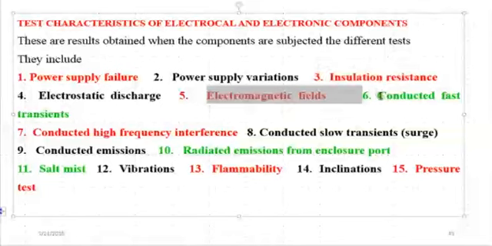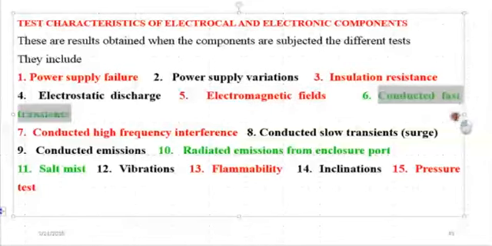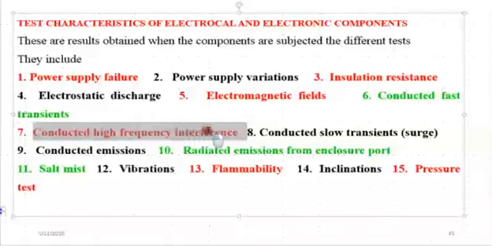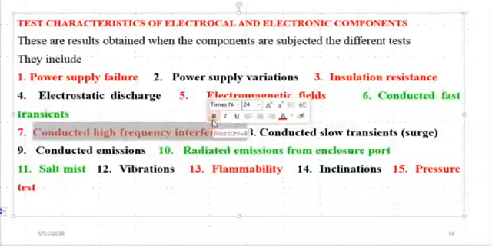And we have what they call conducted fast transient. If we say transient, it is a kind of supply or condition that enters the component, but it lasts for a very short time, but it can go beyond the expected values. So we subject it to this test and see what happens. Is it going to fail? Is it going to pass the test? That is the characteristic in that nature. And also we have conducted high frequency interference. Whenever you operate your component in a place where there are high frequency devices operating, we investigate and see, is it going to malfunction? Is it going to fail?